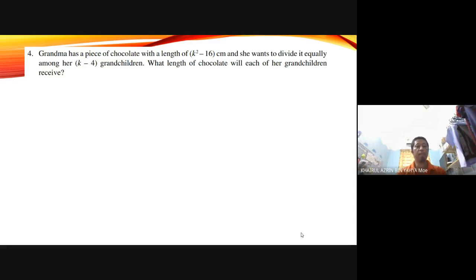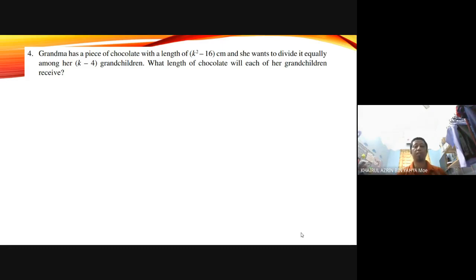Okay, we start. I write here question number 4 because I take this exercise from the textbook. Today we focus on problem solving. Number 4, grandma has a piece of chocolate with a length of k square minus 16 centimeter, and she wants to divide it equally among her k minus 4 grandchildren. What length of chocolate will each of her grandchildren receive?